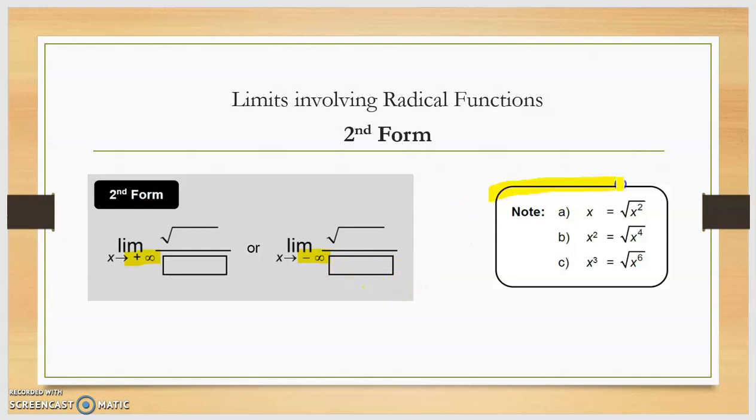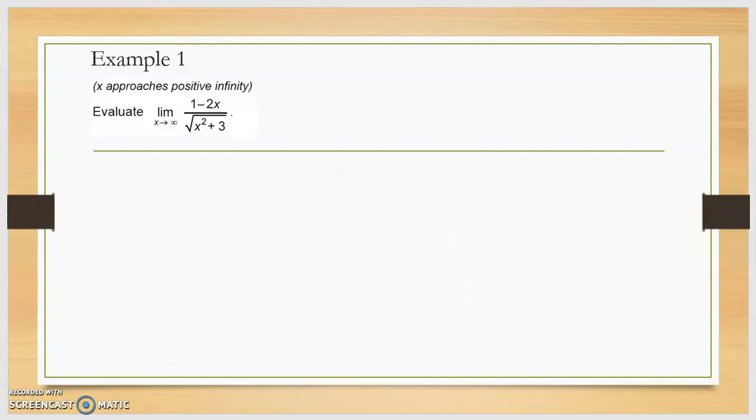Next, you have to remember that for this part, x also equals the square root of x squared. Same as x squared equals the square root of x to the power of 4, and x cubed equals the square root of x to the power of 6. Normally what we're going to use is x is equal to the square root of x squared. So you have to remember this part. Next, let's look at the example.